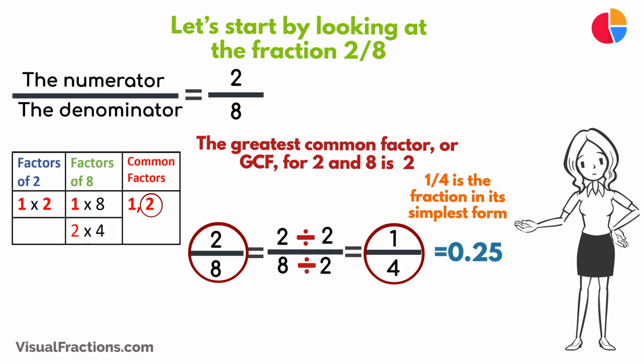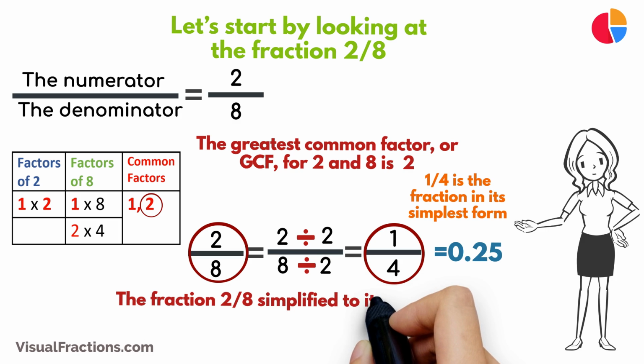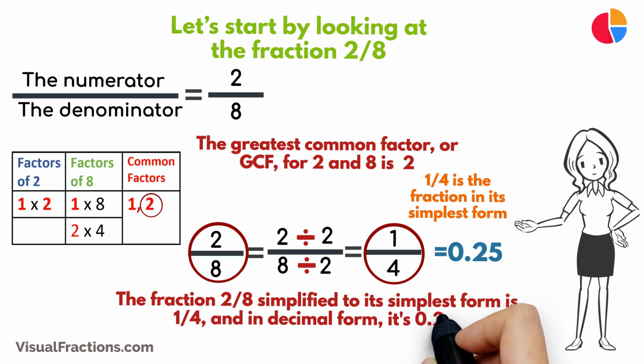So, there you have it. The fraction 2/8 simplified to its simplest form is 1/4, and in decimal form, it's 0.25.